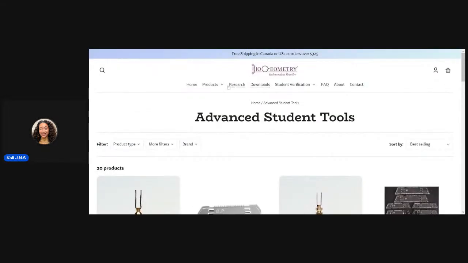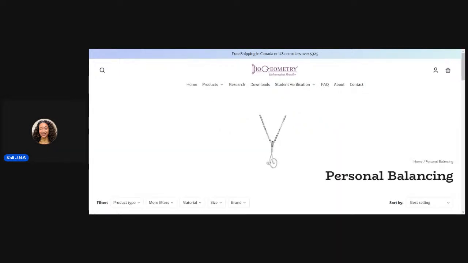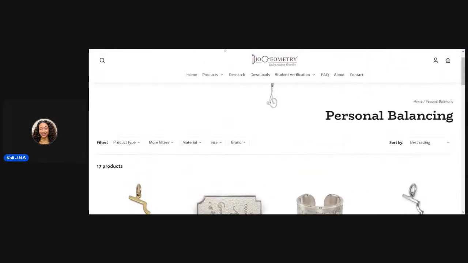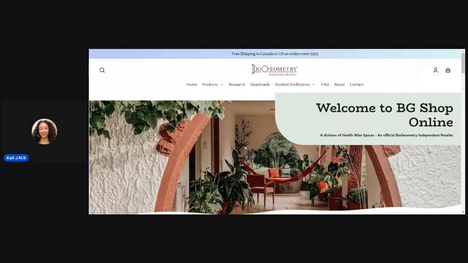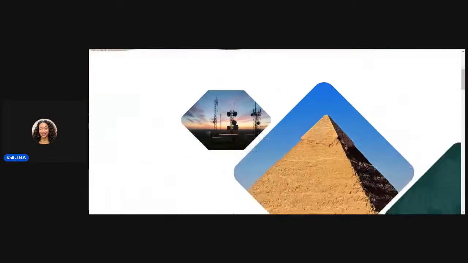Okay, so now let's get to solutions. What can you do if you are trying to balance out? You want to look at personal balancing or home harmonization. Let's do personal balancing first, because some of you may live in apartments and all that. The first thing you want to do is go to this site. This is PG Shop Online. So this is an official Biogeometry independent retailer.